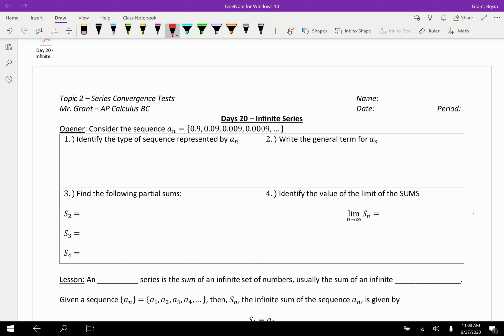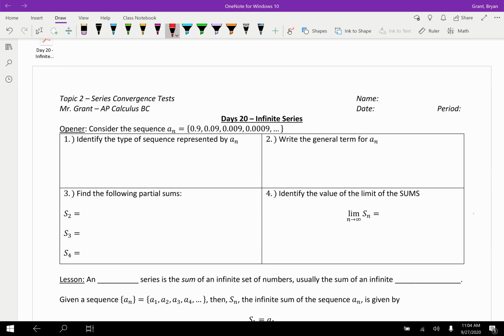So we're going to start with the sequence a sub n equals 0.9, 0.09, 0.009, and so on. Or maybe I should say it the right way: 9 tenths, 9 hundredths, 9 thousandths, and 9 ten thousandths. The first thing we're going to try to do is identify the type of sequence. Is it going to be geometric or exponential? Is it going to be arithmetic or linear, quadratic, something like that? Either way, and then 2, you're going to write that general term.